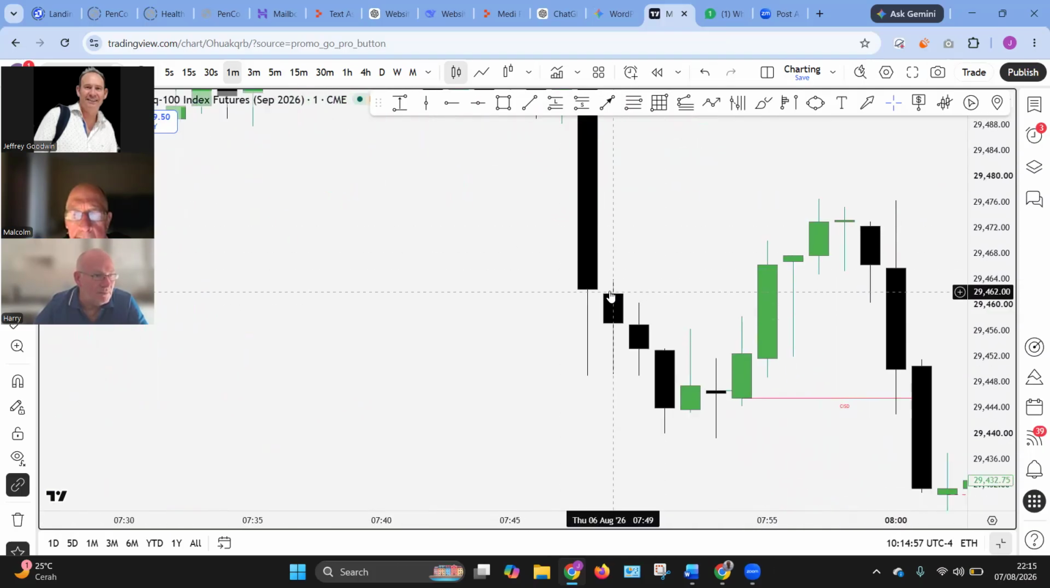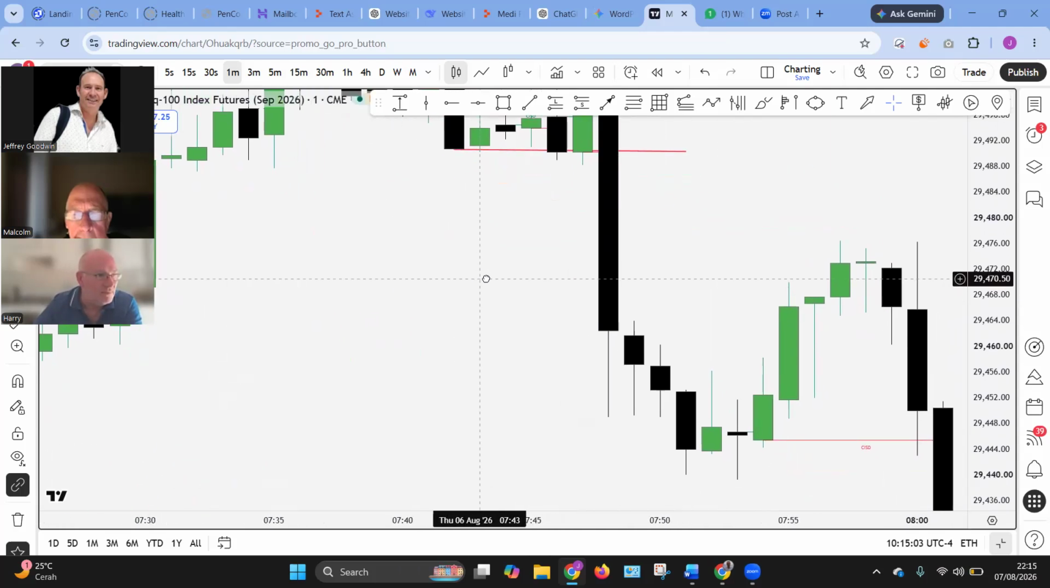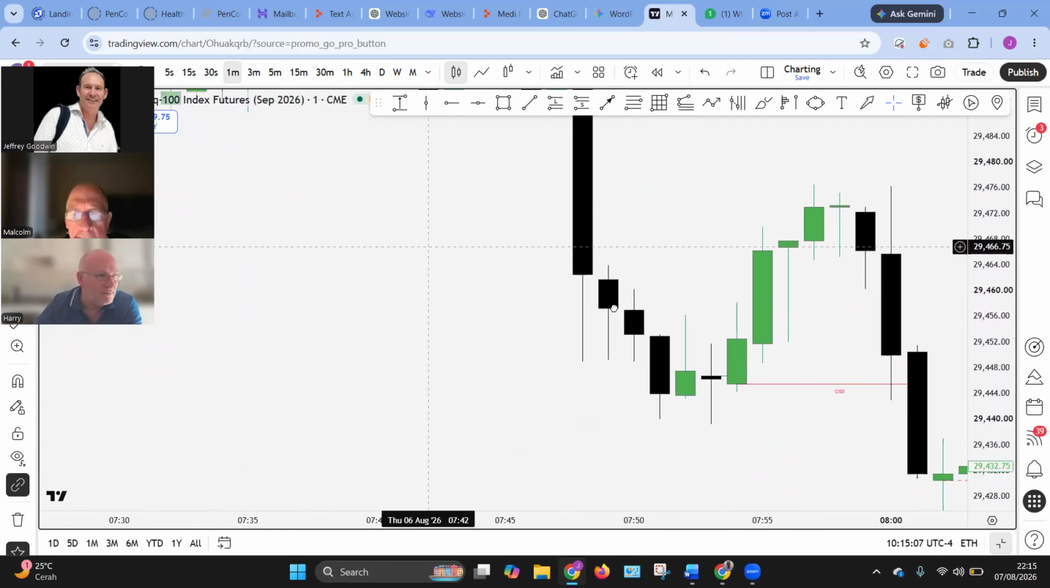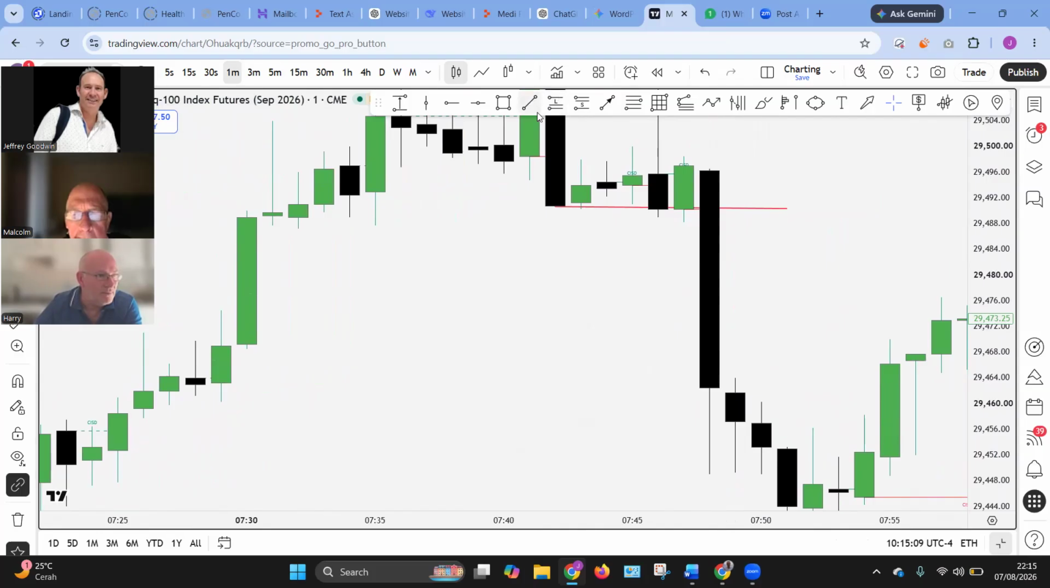You could have entered it there if you want, but I don't know. We don't get a buy signal. Anyway, I'm going to highlight something else. What's this to the left here?